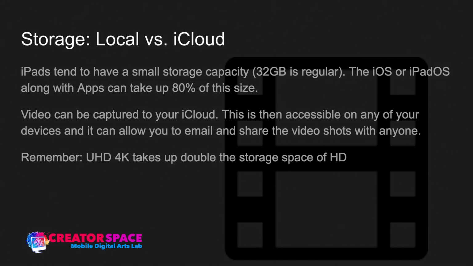Remember, we had the 60 megabytes for about a minute, right? So 10 minutes is 600 megabytes, and 100 minutes is 6 gigs. All of a sudden you're using 6 gigs of your 32 gigs if you shot 100 minutes. That could be a concert or a film that you're capturing different shots for. So it can go really quick.